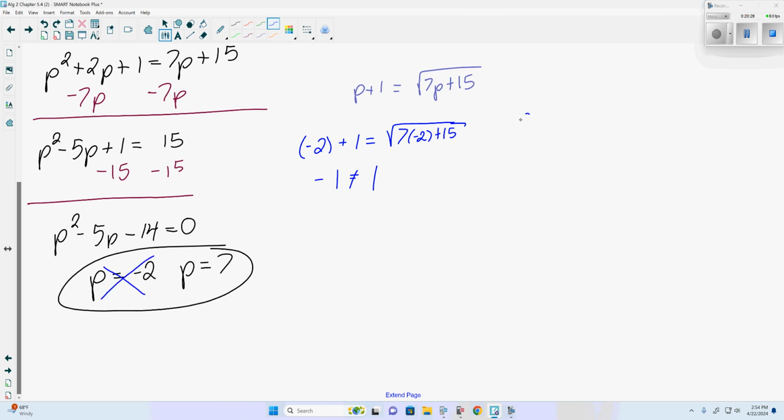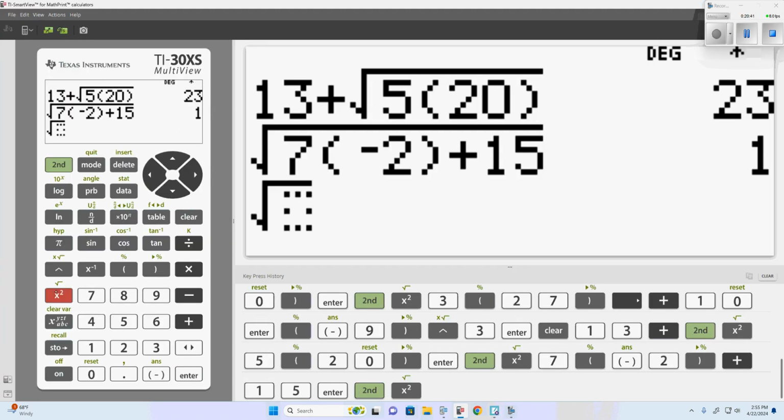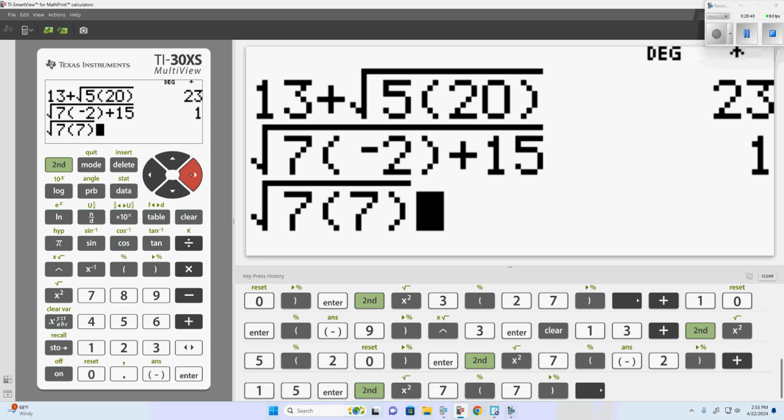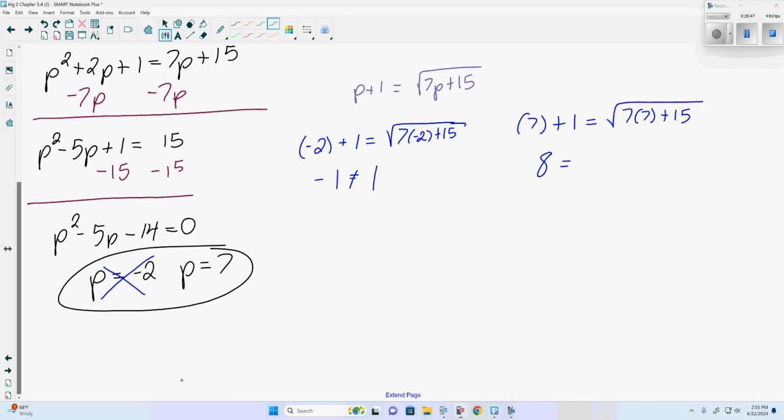Now we can check the other case. 7. 7 plus 1 is 8. Eight does indeed equal 8, so our one solution is that p is equal to 7.